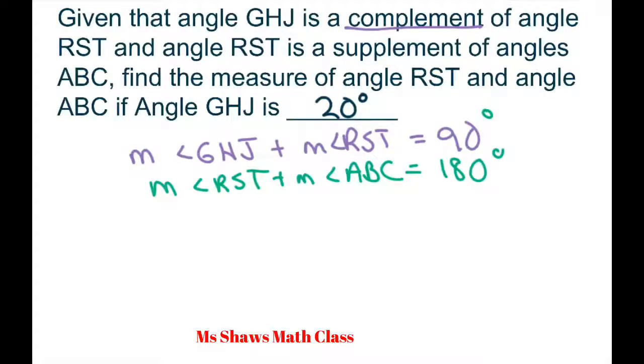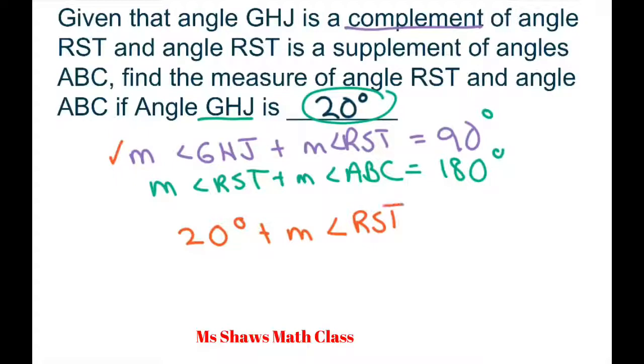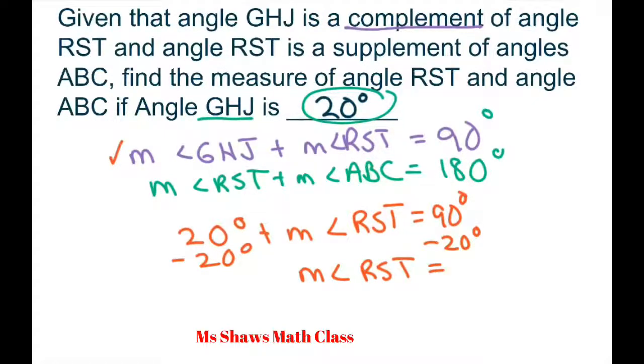All right. We know that the measure of angle GHJ is 20. So we're going to substitute it in here. 20 degrees plus the measure of angle RST equals 90. You can do this mentally or subtract 20 degrees from both sides. So we know the measure of angle RST equals 70 degrees.